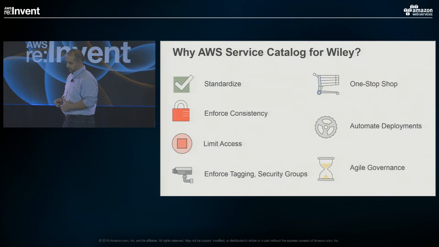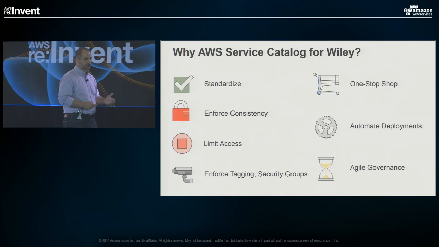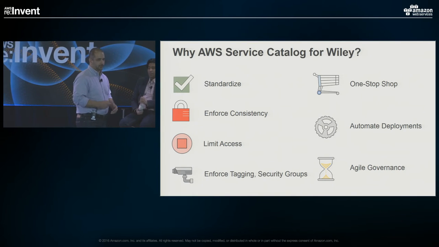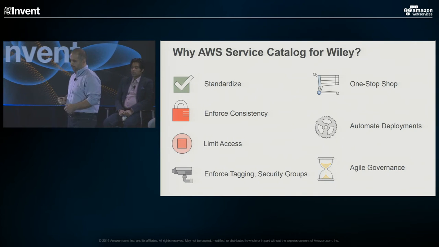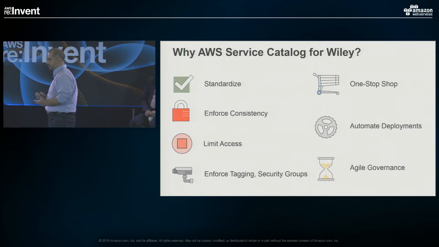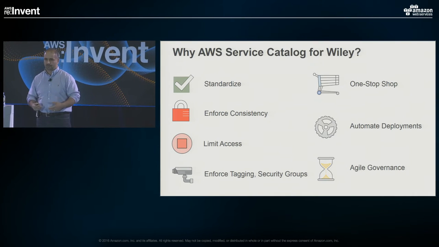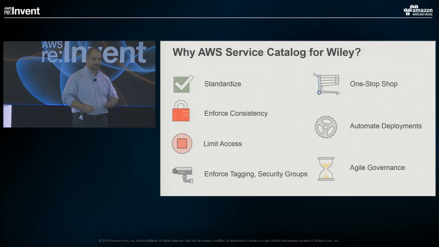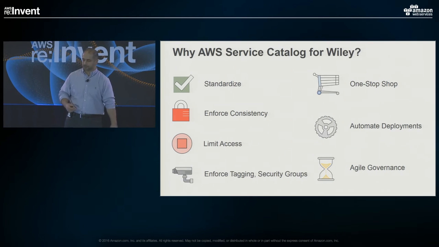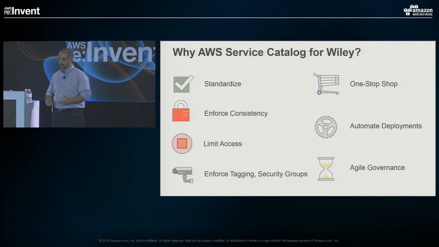So taking all that into consideration, we decided to pick Service Catalog, and here's why we picked Service Catalog as a solution to enable the developers and also meet all the security and operational requirements. So I'll start off with standardization. There was a lot of discussion around what we're going to use to standardize artifacts in AWS. As most of you know, CloudFormation is one way of standardizing or having a consistent environment within AWS. We had a lot of discussions. We decided to standardize on using CloudFormation.